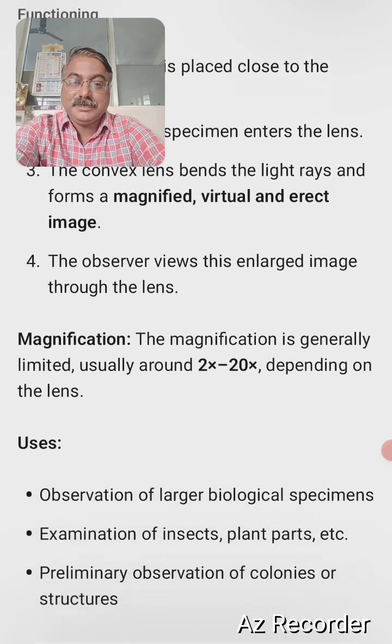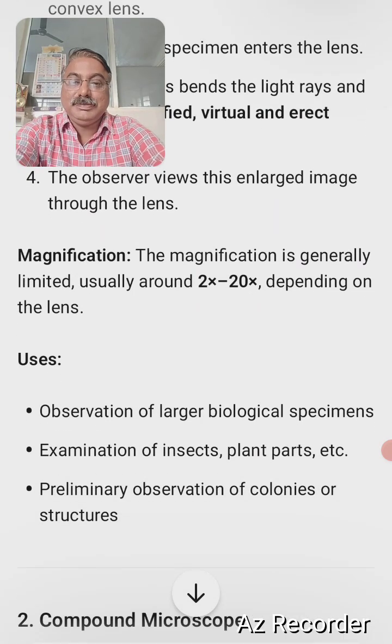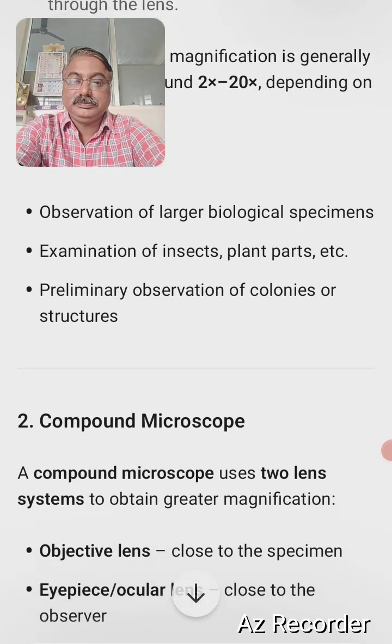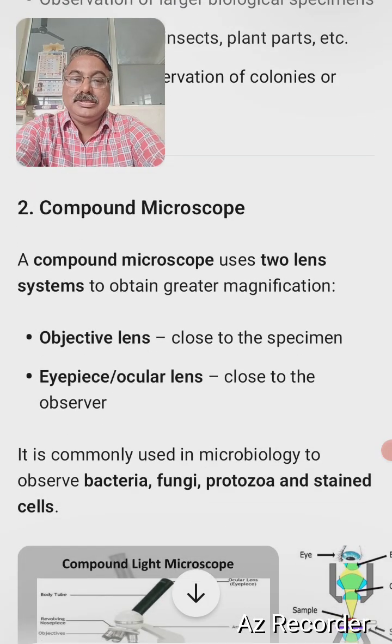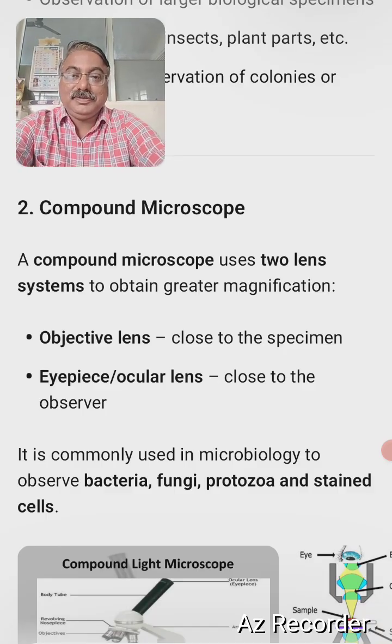of the lens. Uses of simple microscope: it is used to observe large biological specimens, examination of insects, plant parts, and preliminary observations of colonies or structures of bacterial colonies. Compound microscope uses two lens systems to obtain greater magnification and a more magnified image.